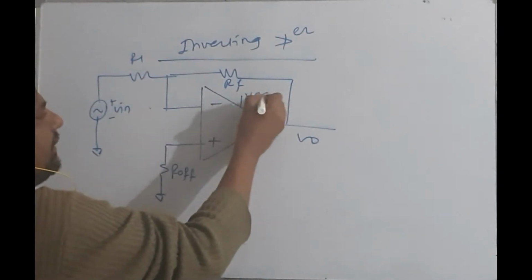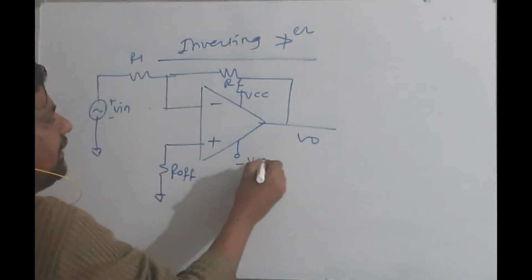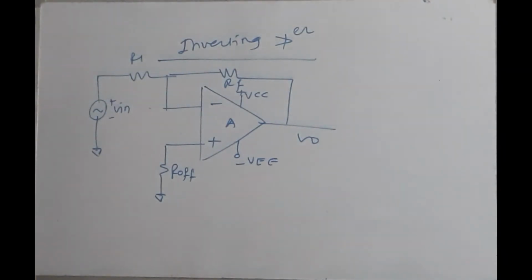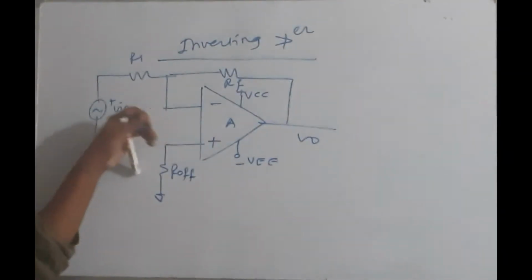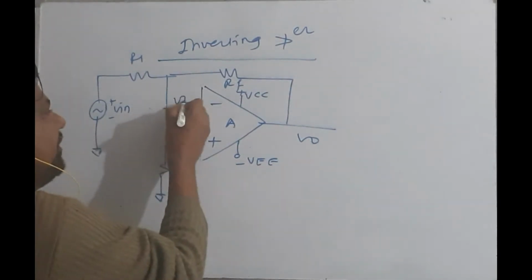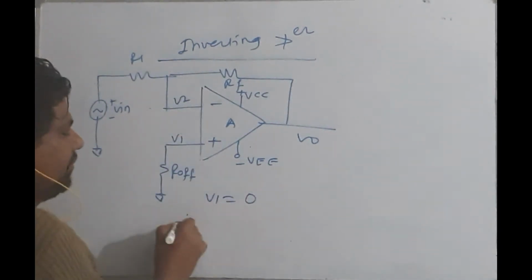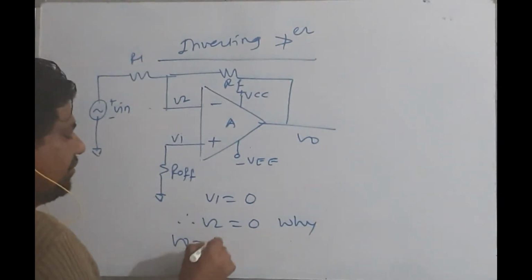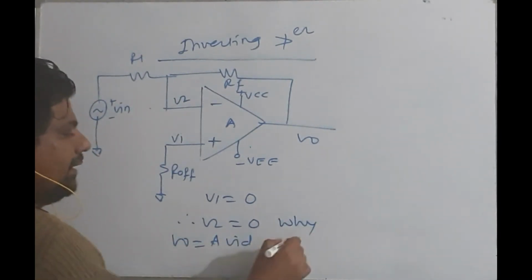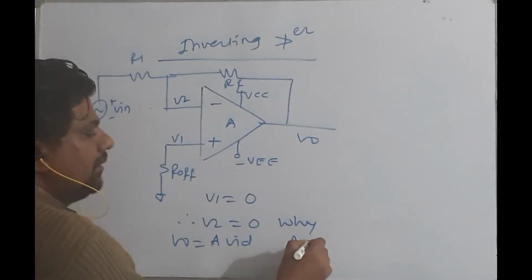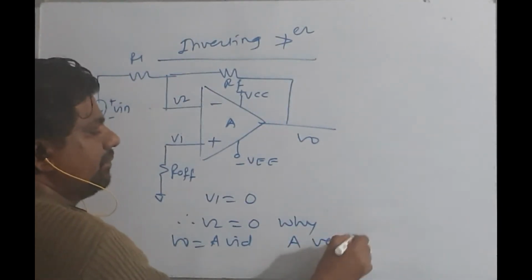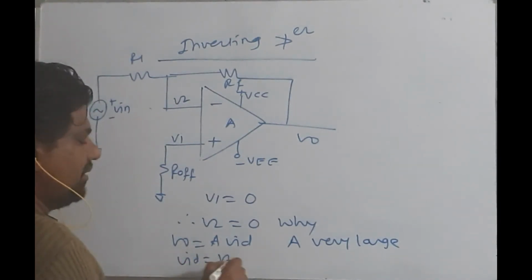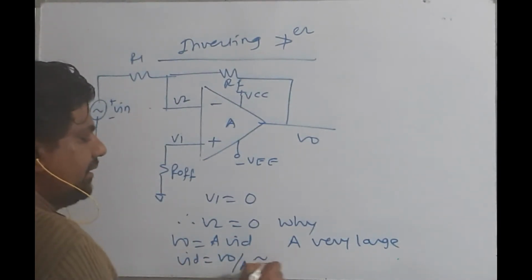Here this is VCC and VEE. Open loop gain is A. Okay, so for this amplifier, this is V1, V1 is equal to 0, and therefore V2 is also equal to 0. Why? Because V0 is equal to A into VID, and A is very large, a few lakhs open loop gain. So VID is equal to V0 by A, which is nearly equal to 0.